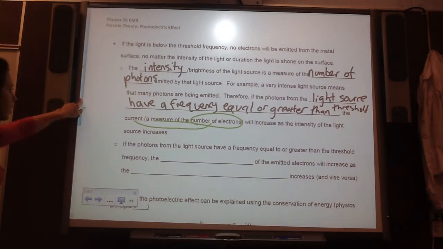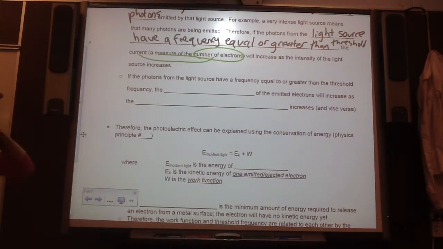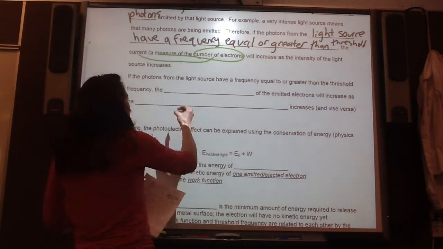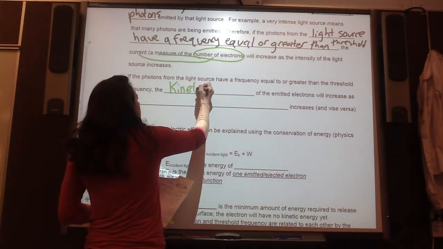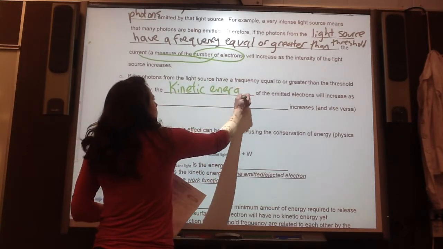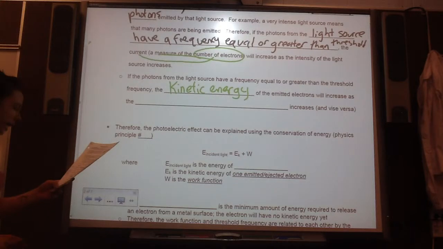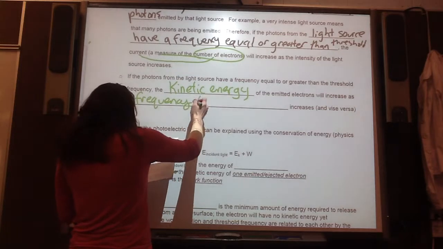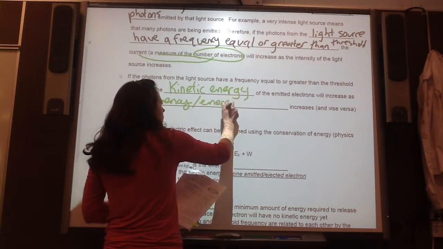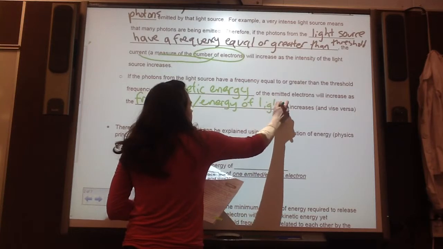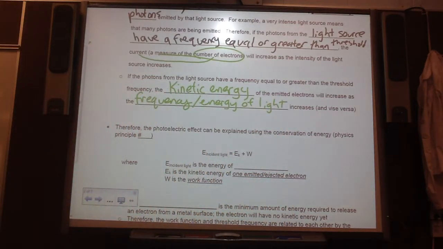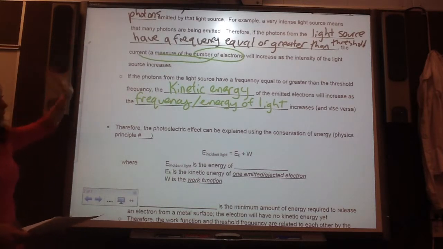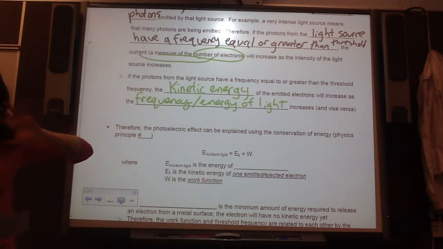If the photons from the light source have a frequency equal to or greater than the threshold frequency, the kinetic energy of the emitted electrons will increase as the frequency or energy of light increases, and vice versa. So these two connections here we use to help us make our formulas.